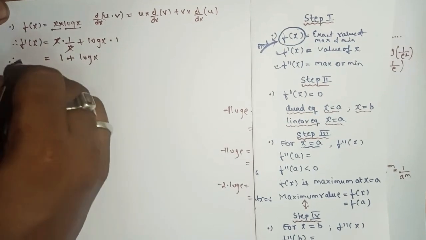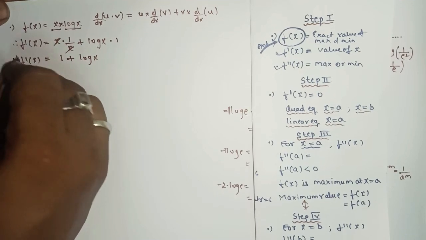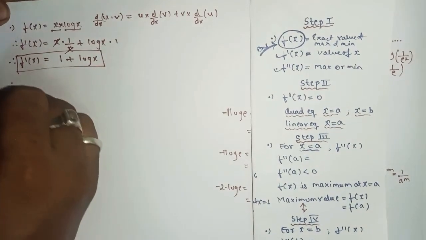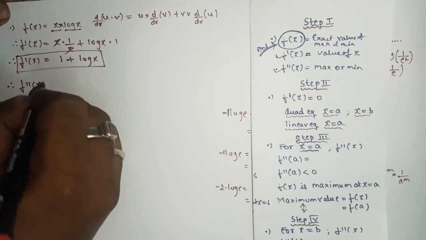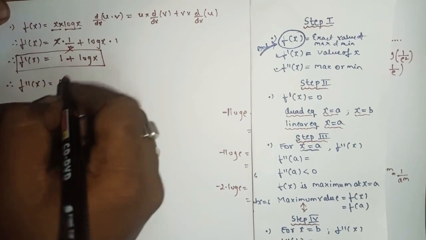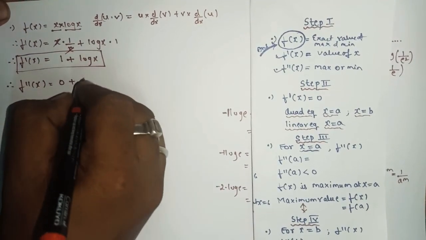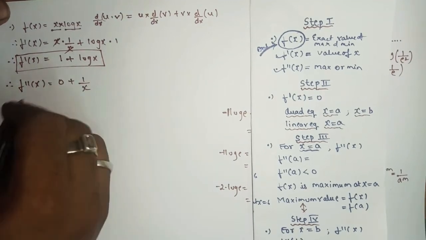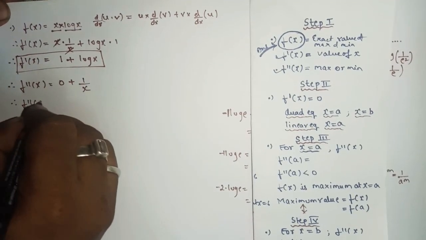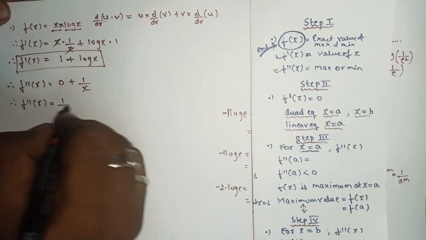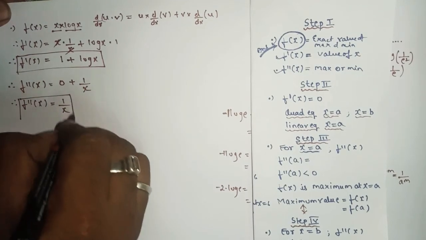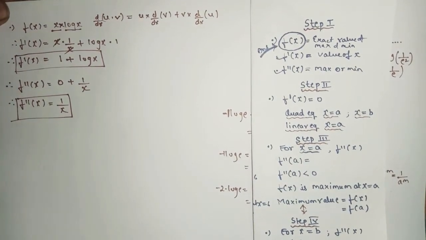log x. So here we got the first derivative answer. Now after that we have to find the second derivative test. So the derivative of 1 is 0, and the derivative of log x, we all know, is 1 by x. So therefore f double dash x is equal to 1 by x. So here we got the second derivative answer also.